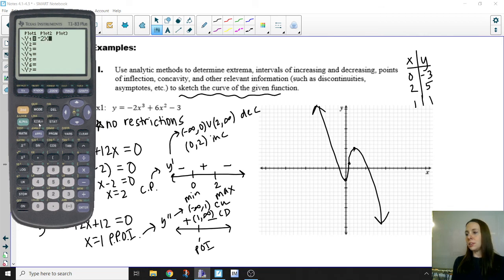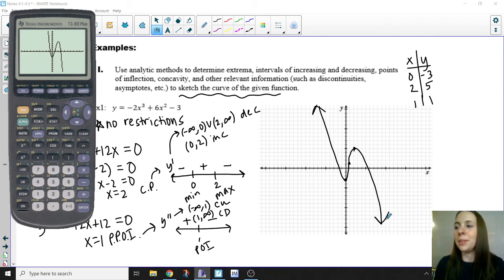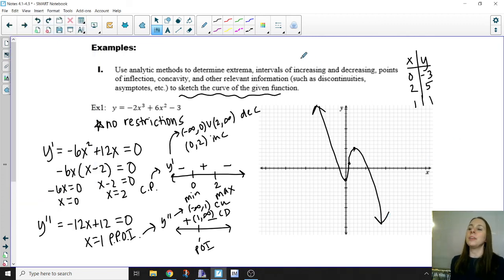Negative 2x cubed plus 6x squared minus 3. Not bad, right? I could have done a little bit better here, I know. I'm going to blame it on the Wacom tablet. I'm usually better than that. But there we go. There is your very first example of using information from the first and second derivative to graph a function, and that is called curve sketching.